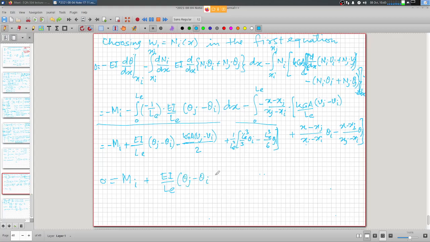Theta j minus theta i and minus... Something is wrong. What is happening? So that kGa will also be multiplied in the expression. Yeah, so this will also have kGa. Yeah, so that's what I was wondering. What is happening? It's dimensionally inconsistent.